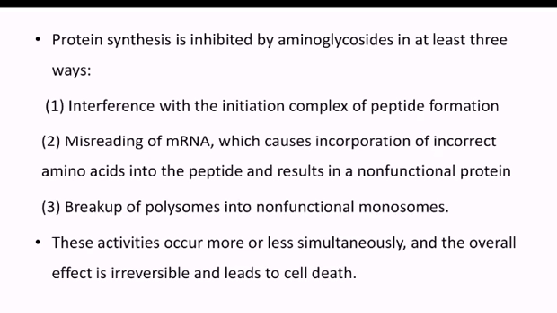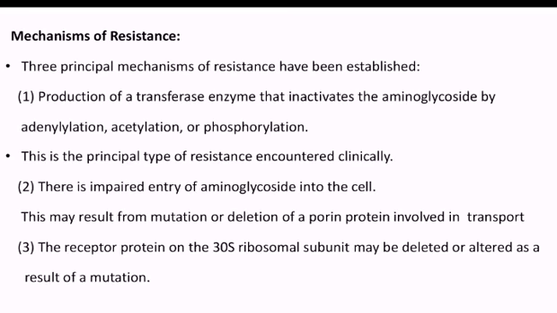Then protein synthesis is inhibited by an aminoglycoside in at least 3 ways. Way number 1, interference with the initiation complex of peptide formation. Number 2, misreading of messenger RNA, which causes incorporation of incorrect amino acids into the peptide and results in non-functional protein. Number 3, breakup of polysomes into non-functional monosomes. These activities occur more or less simultaneously, and the overall effect is irreversible and leads to cell death.